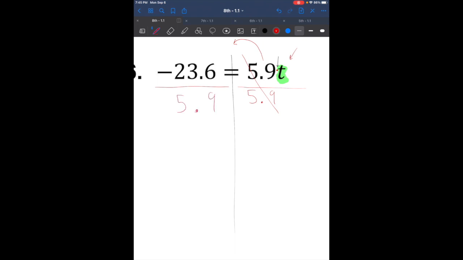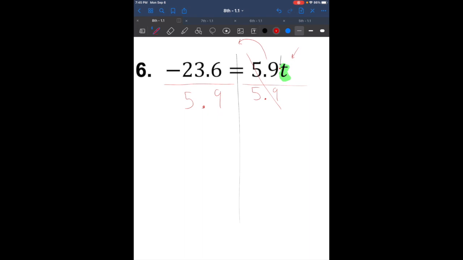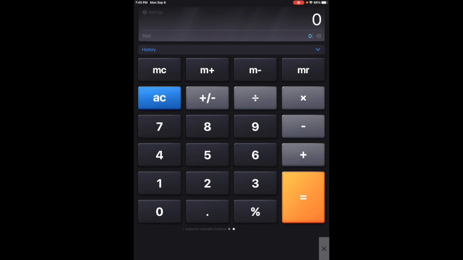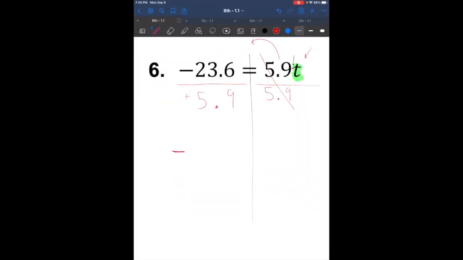5.9. We know it's a positive, so let's remember our rules for dividing integers. A negative divided by a negative is a positive. A negative divided by a positive, we know our answer is going to be negative. Okay, so let's pull out our calculator. Let's say 23.6 and 5.9. Here we go. So we got 23.6 divided by 5.9, and we know our answer is going to be 4. When you're dividing different signs, the answer is going to be negative.